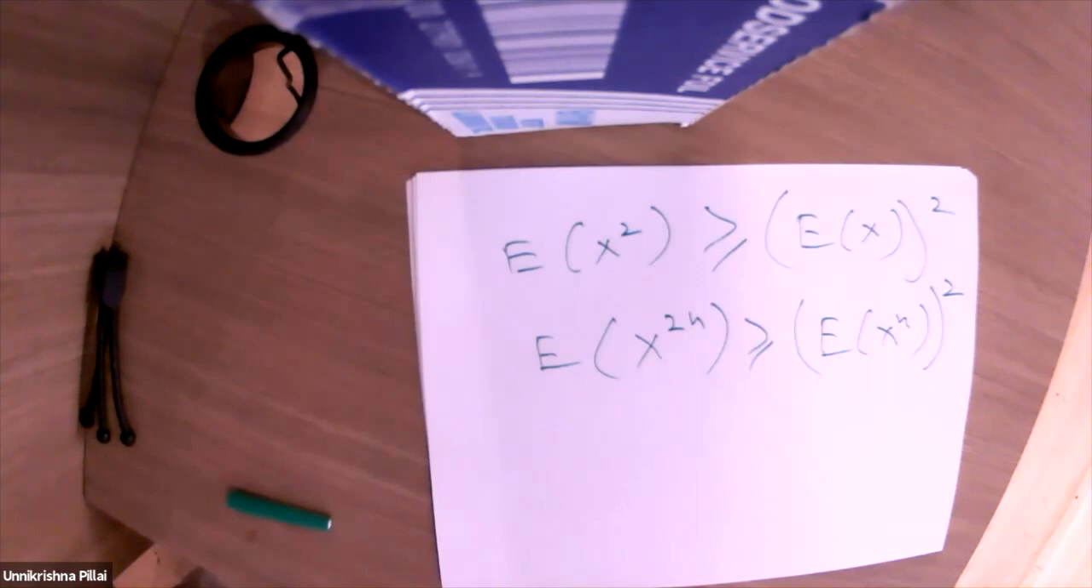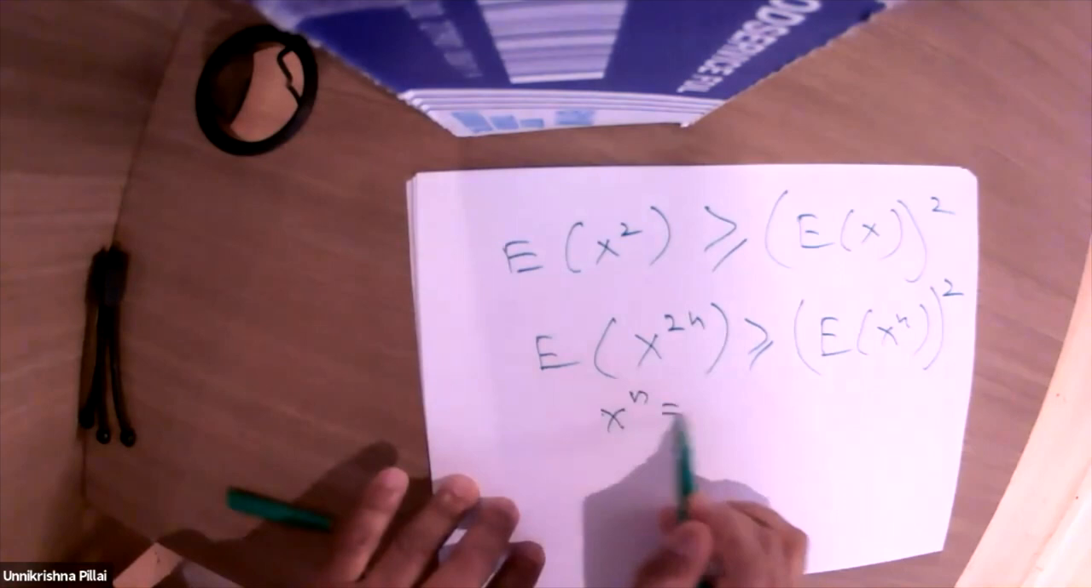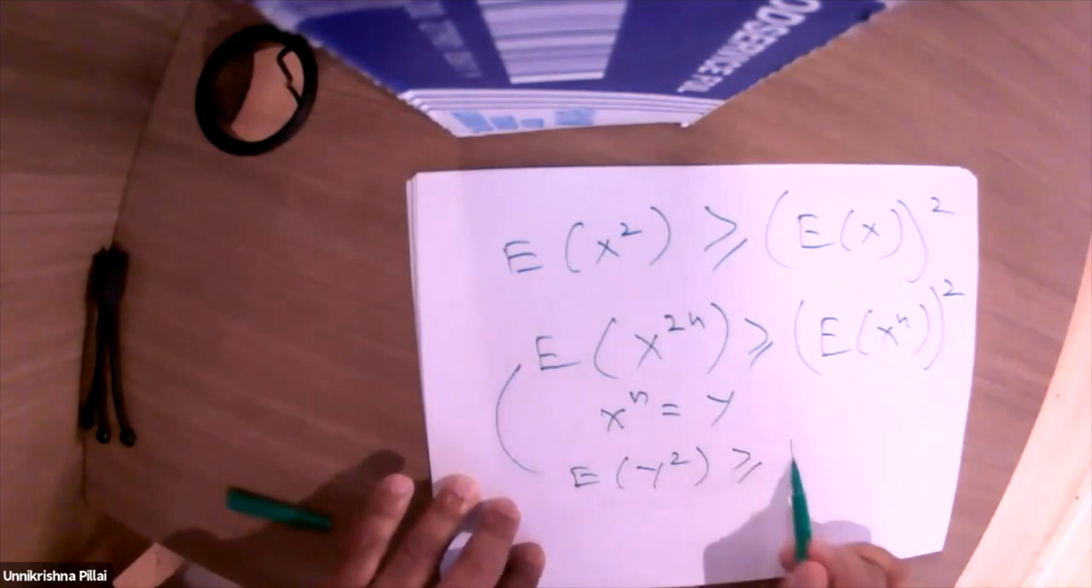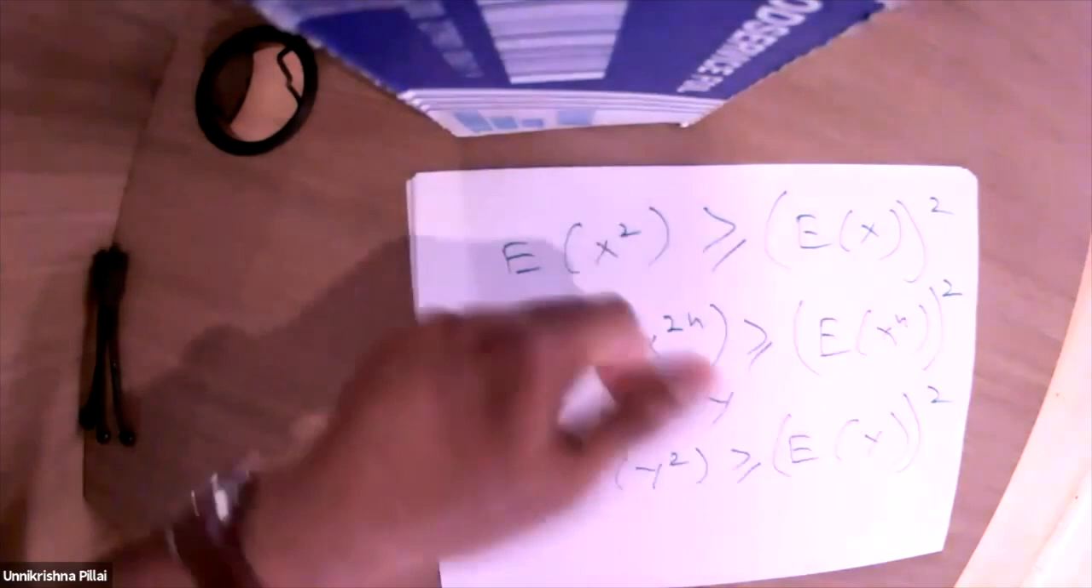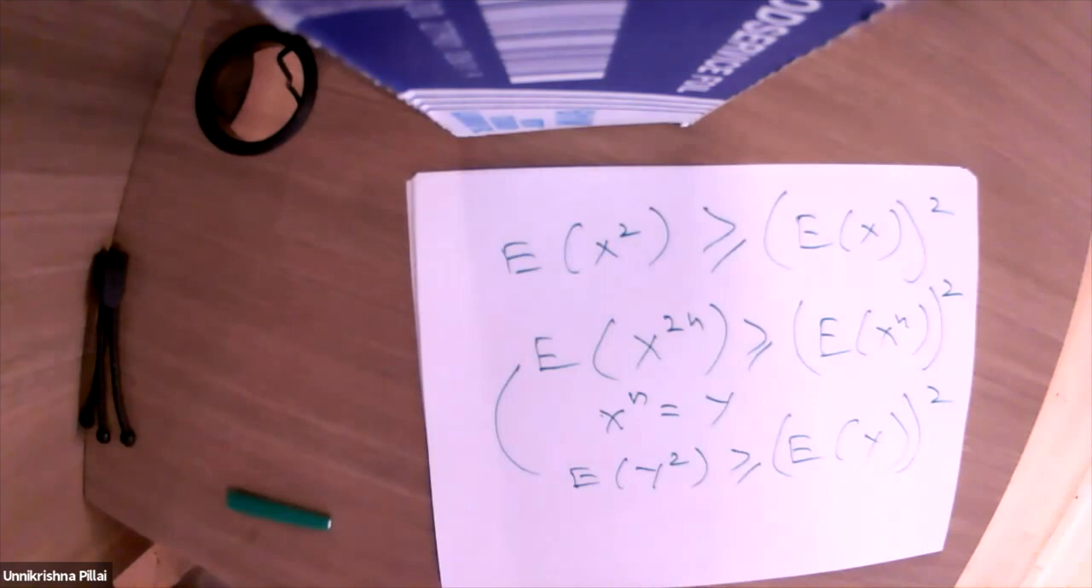What will you substitute x as in the first line? Yeah, if you substitute x to the power n as y, you see this expression becomes what we have above, right? So that's always true. You have a freebie: expected value of x to the power 4 is greater than sigma to the power 4, etc. This is true for any random variable. That's the interesting part.